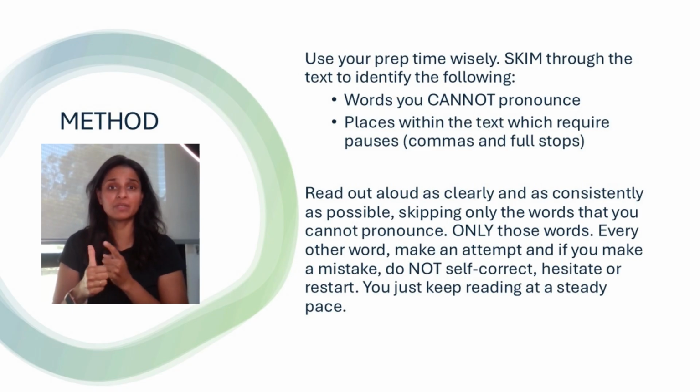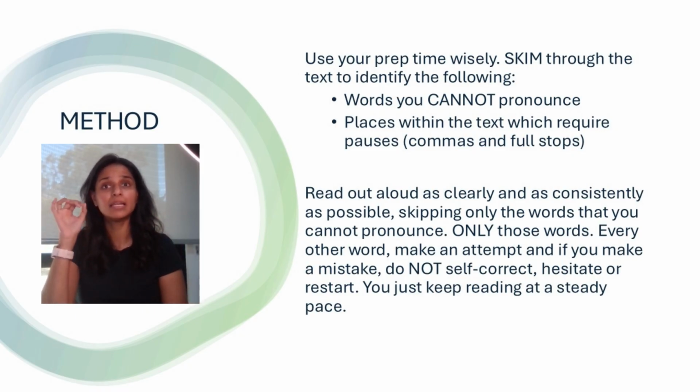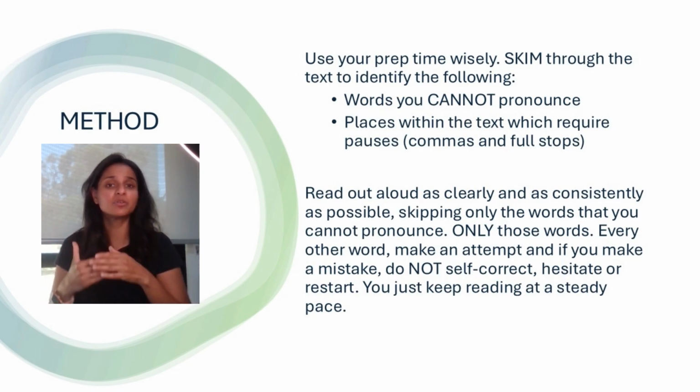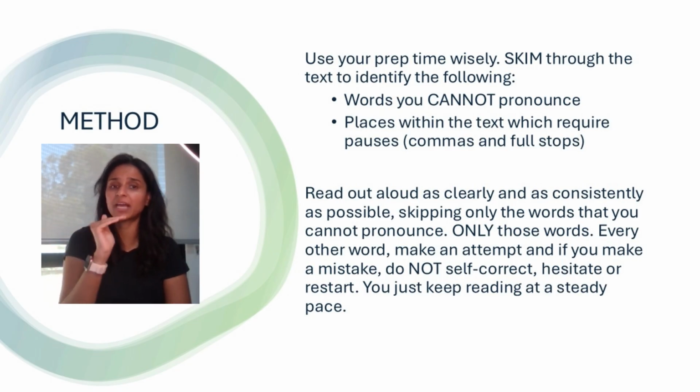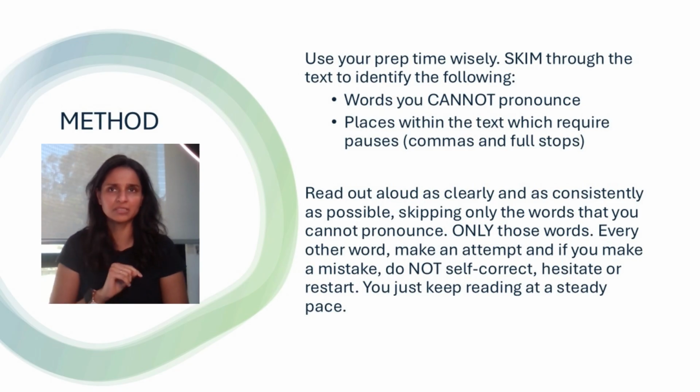Words that you cannot pronounce. You look at it and you go, oh my goodness, I just can't do this. And then you're going to look at places within the text which require natural pauses. These are places where there are commas and full stops. You are then going to read out loud as clearly and consistently as possible, skipping only the words that you cannot pronounce. Only those words. Please don't do any rubbish one sentence things, none of that. You only drop the words that you definitely cannot pronounce.